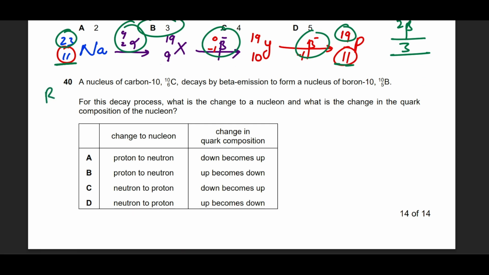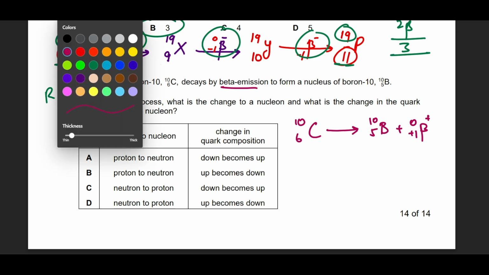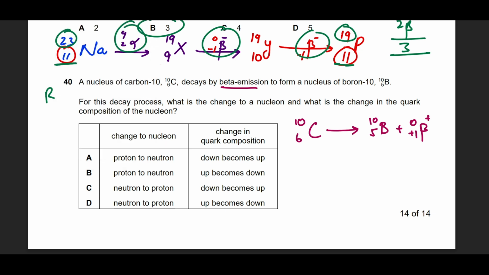Question number 40 is a question that has been repeated multiple times. He says this decays to become boron by some beta decay, but we don't know if it is beta positive or beta negative. Let's make the equation. Carbon 10 with 6 decays to become boron 10 with 5. I suspect this is going to be beta positive, because if it was beta negative, this would become 7, one more. All right.